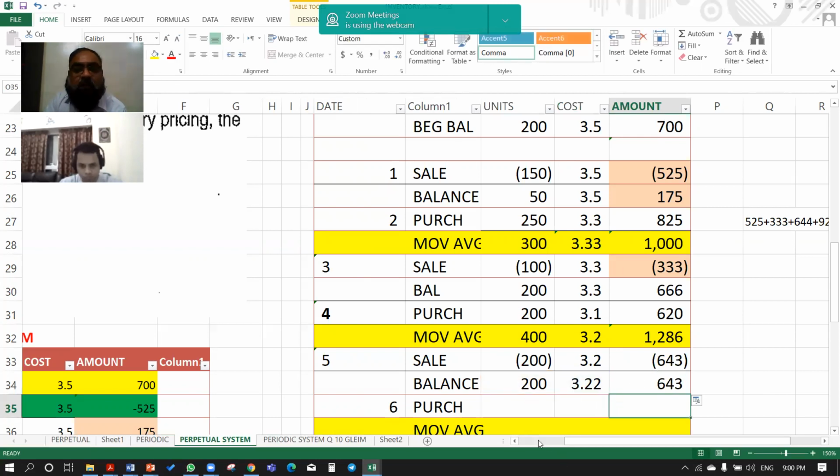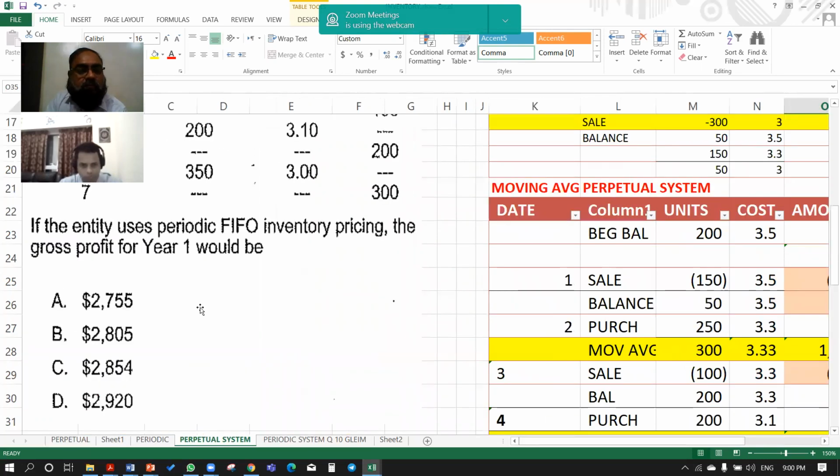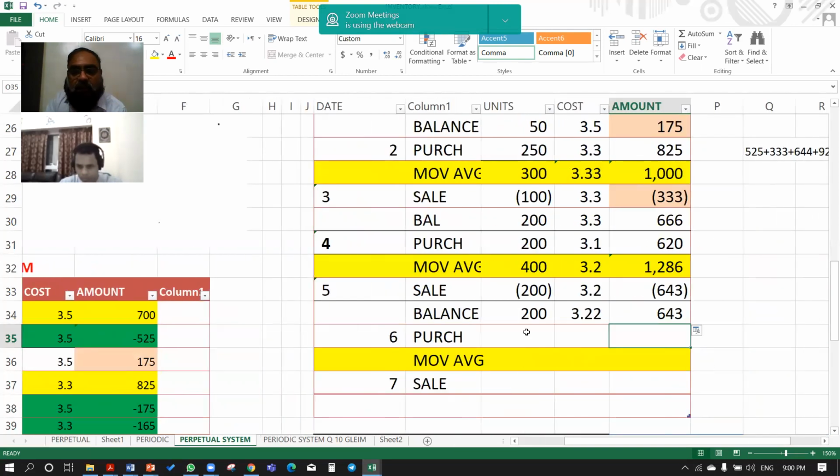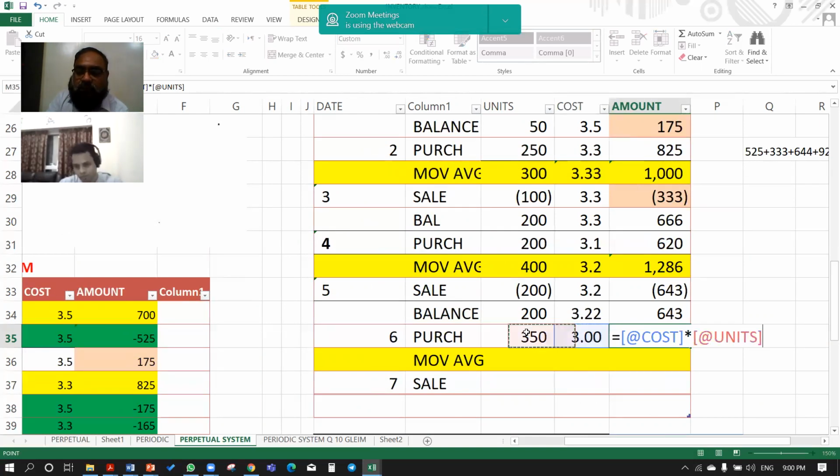Next purchase is how many units? 350 at 3, right? Yes. Let's record it, 350 at 3. The amount will be 1050.